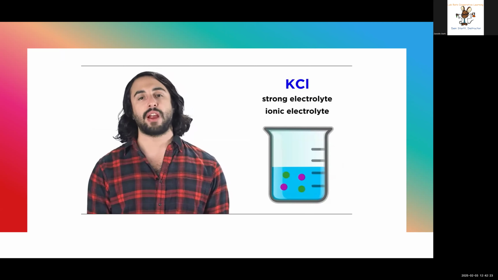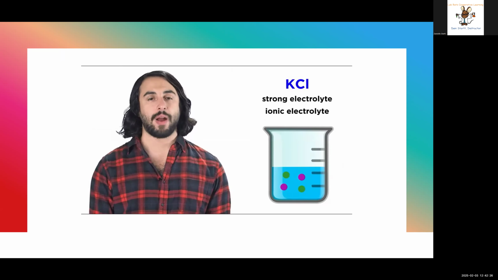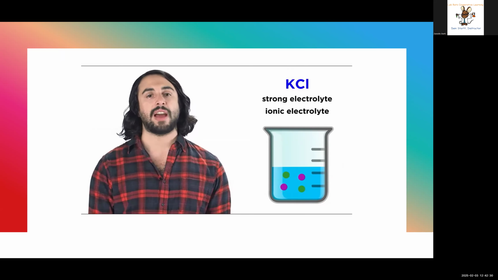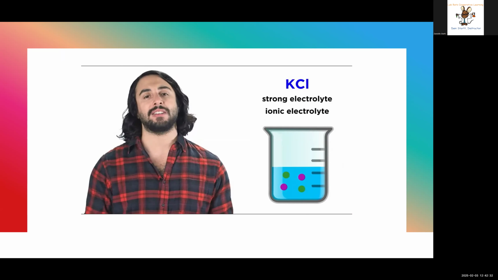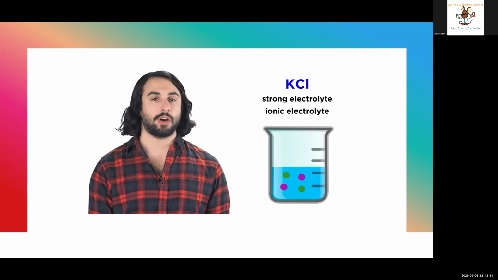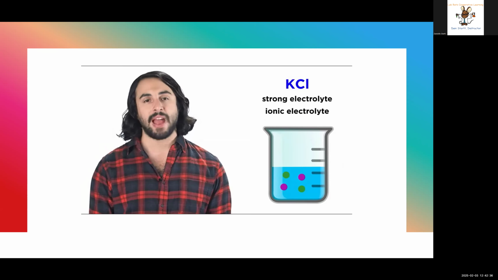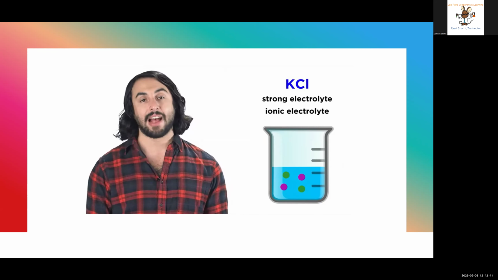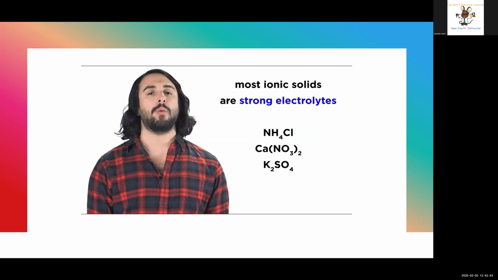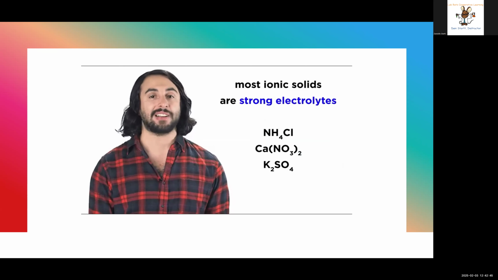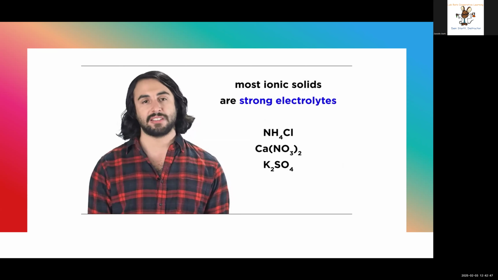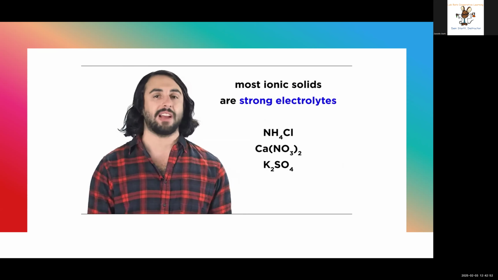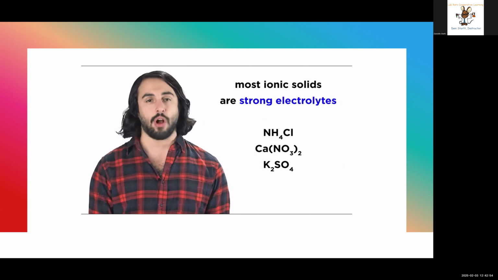The ions will therefore be dispersed throughout the solution in order to maximize solvation. That is, to maximize the ion-dipole interactions that are occurring by allowing for as many water molecules to interact with each individual ion as possible. This will be the case with most ionic solids, which is why ionic solids, whether comprised of monoatomic ions or polyatomic ions, tend to be strong electrolytes.